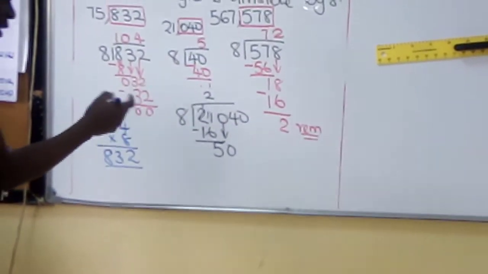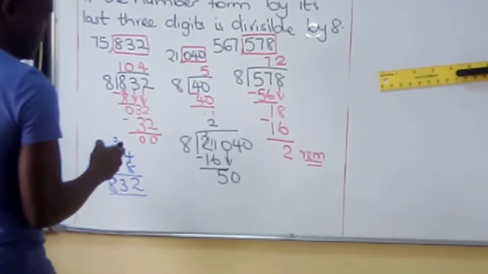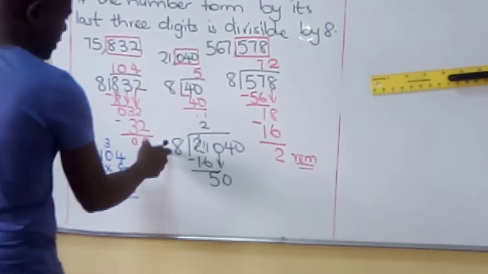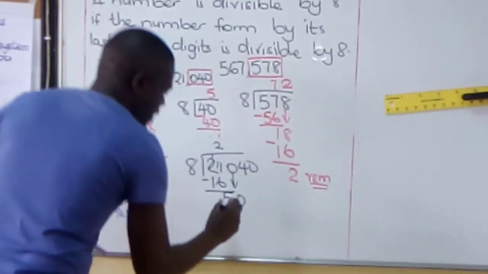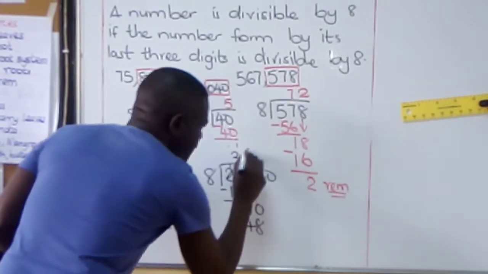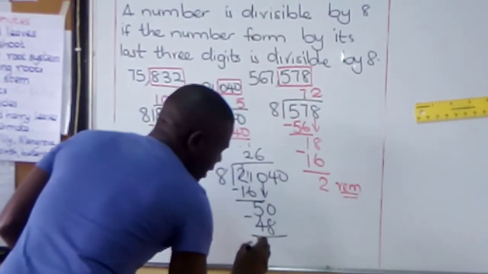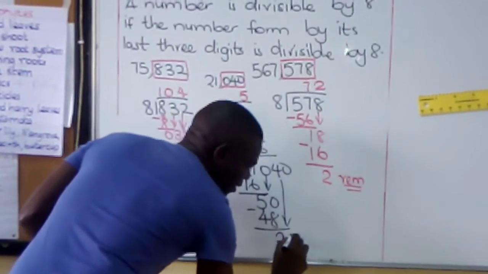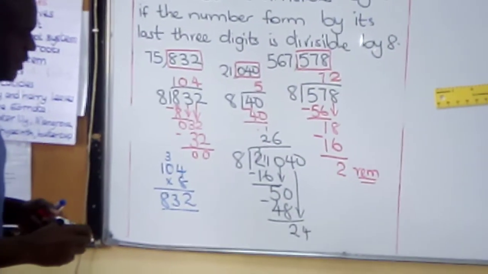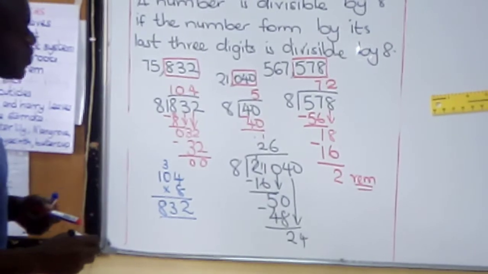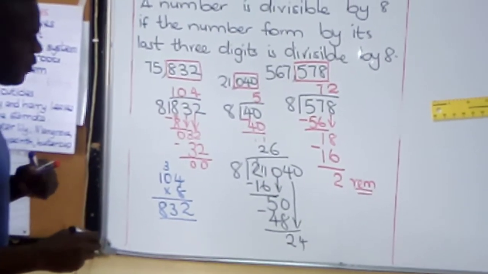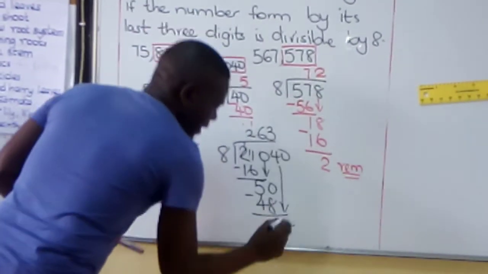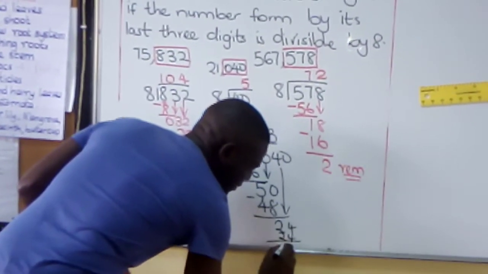Now 50 is not a multiple of 8, but the closest multiple of 8 is 48 because of 6, and the remainder here is 2. Then we drop 4. Very good. That gives us 24. Is 24 a multiple of 8? Yes, it is. Because of 3. And that is 24, 0, 0.